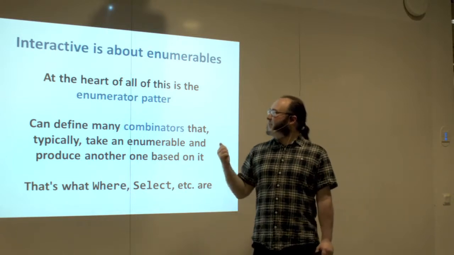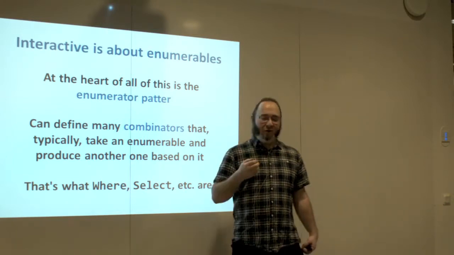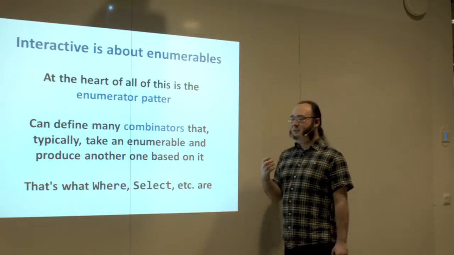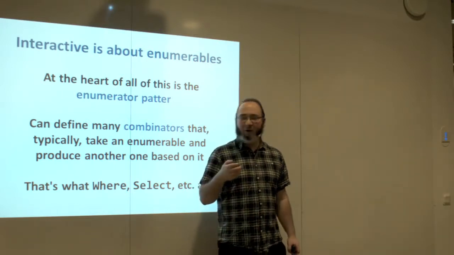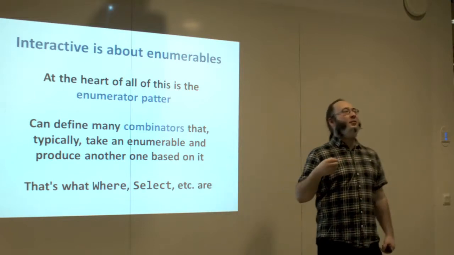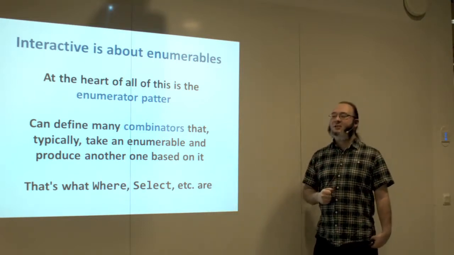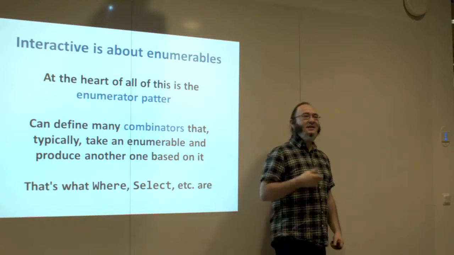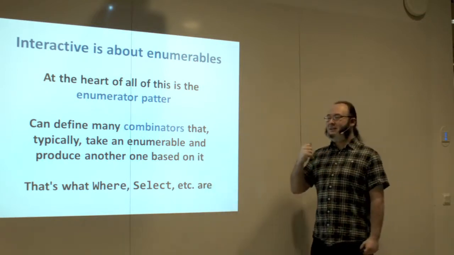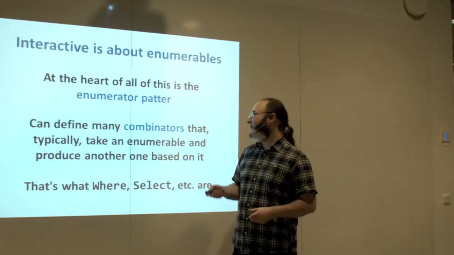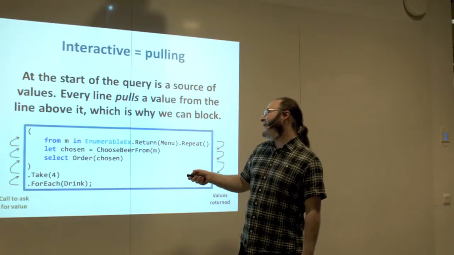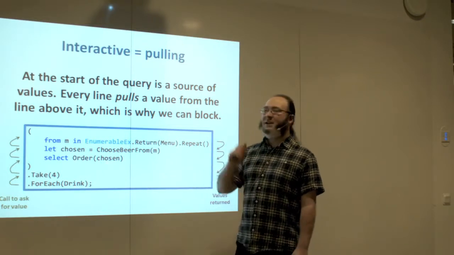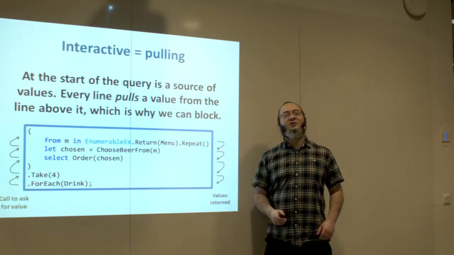Now, the enumerator pattern is something that's been very long known, and we can define lots of what we call combinators on this. A combinator is just one of those fancy words for a thing that only operates on the parameters we give it. Okay? So if you think about select, it's a projection. It takes in the chosen beer, and it actually gives out an ordered beer.